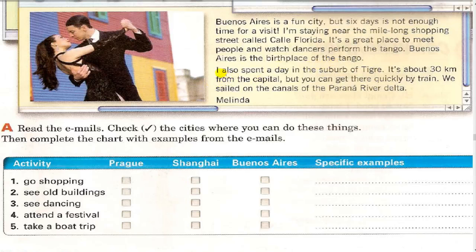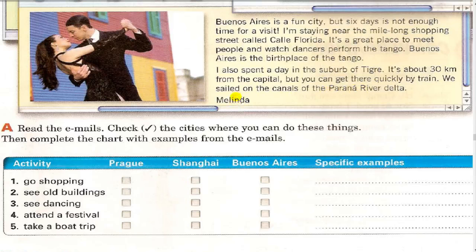Paragraph 2. I also spent the day in the suburb of Tigre. Suburb? Outskirt. An area or a place around the city. It's about 30 kilometers from the capital, but you can get there quickly by train. We sailed on the canals of the Parana River Delta.